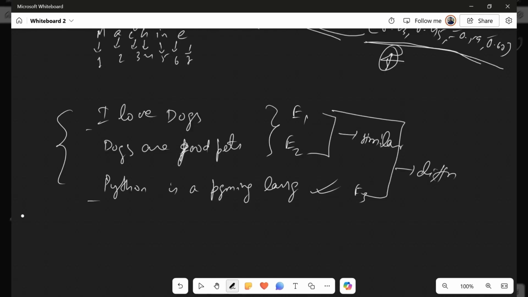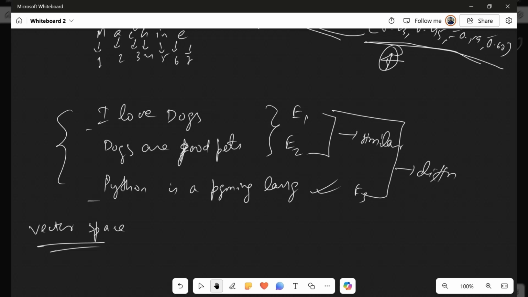So this is what is called vector space. What is vector space? It is a space where different vectors which represent the same sets of meaning will cluster together, while vectors having different sets of meaning will be spread apart.